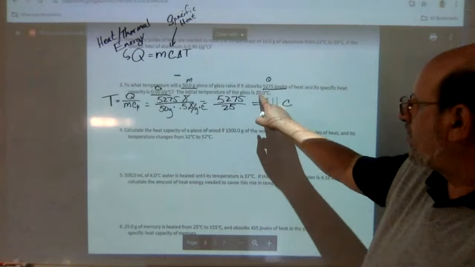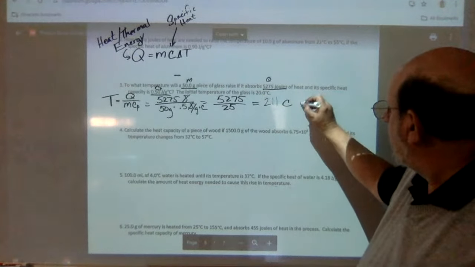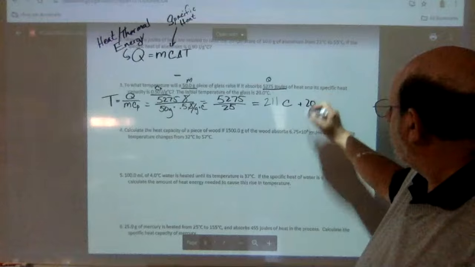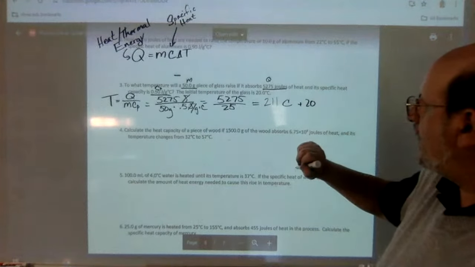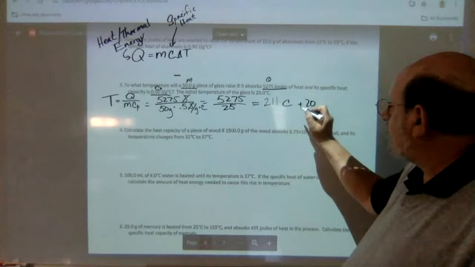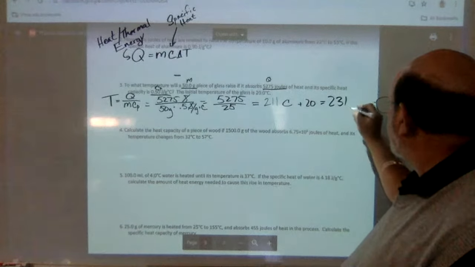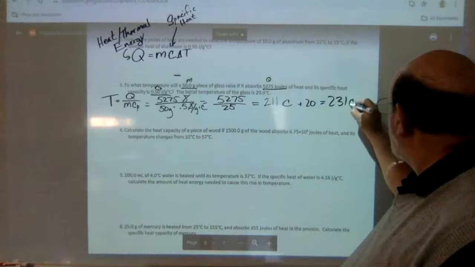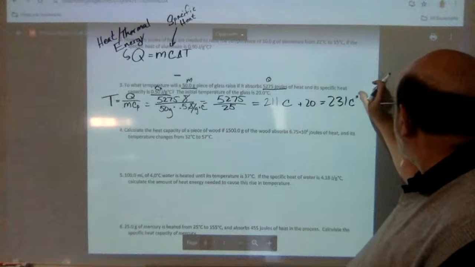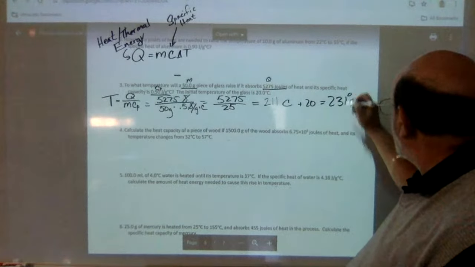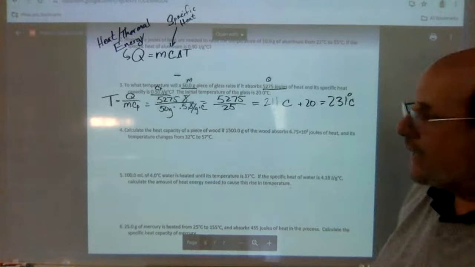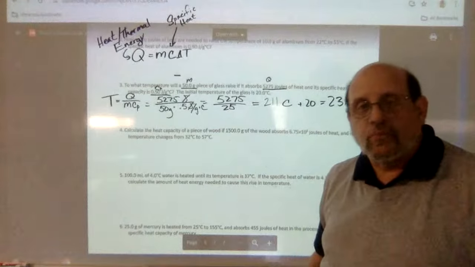Now, it's not just 211 degrees. Remember, we have to add that 20 to it, right? So 20, 211, 231 degrees Celsius. And that's it.